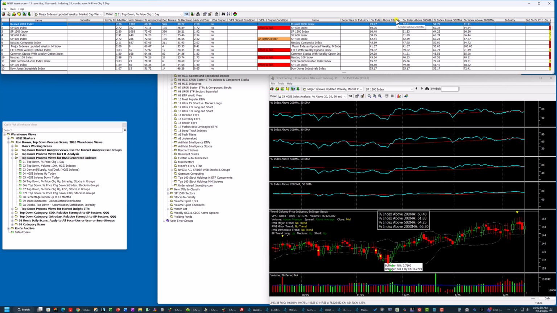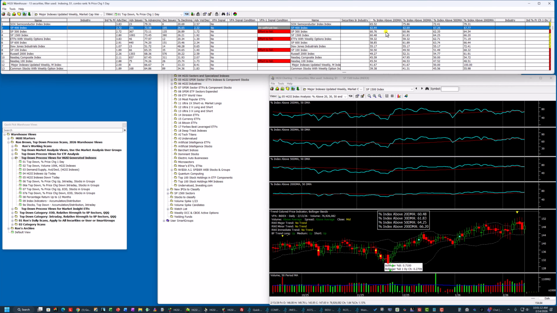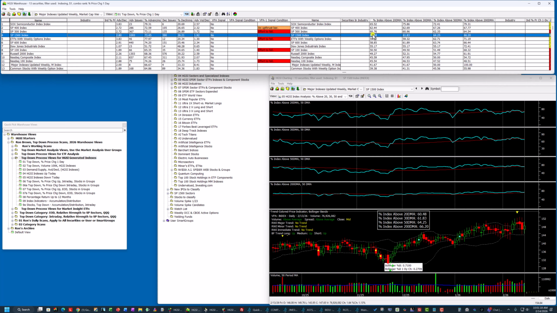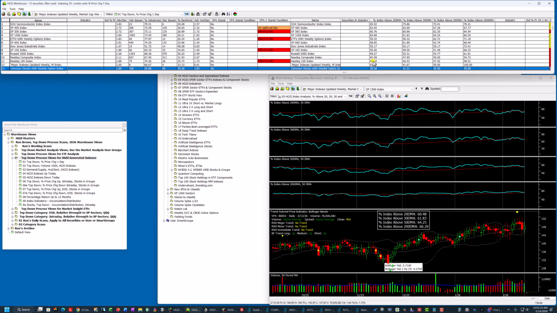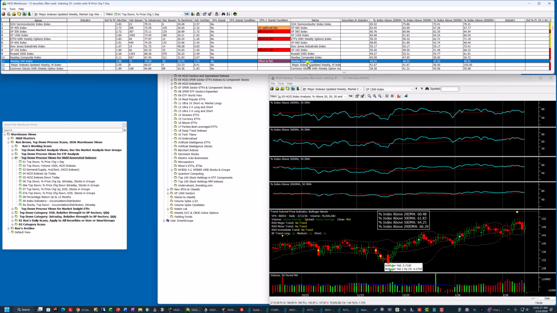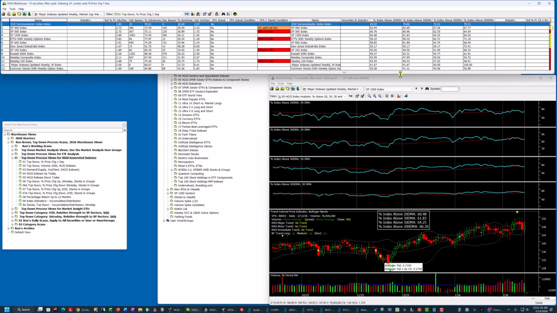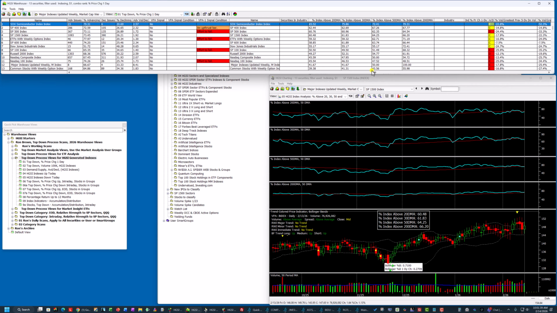So using the percent above the 20, I'm going to sort on that, and the SOX semiconductor for 1 day only, remember this is 1 day, is the strongest group above the 20, followed by the S&P 400 mid caps, followed by the S&P 500, followed by the S&P 1500, and so on. The weakest of the indexes is the NASDAQ 100, and remember this is just a 1 day view in the NASDAQ composite. But anyway, it's just a nice way to be able to see everything that's here.